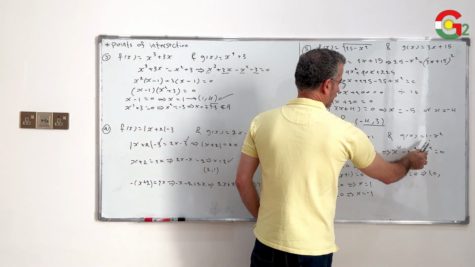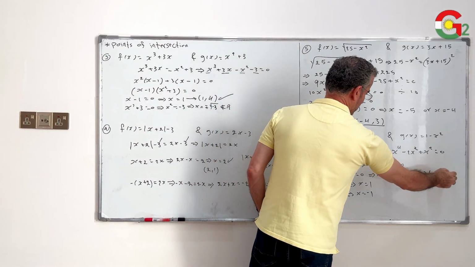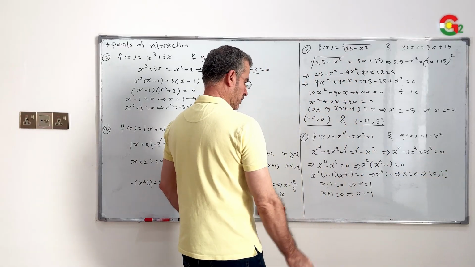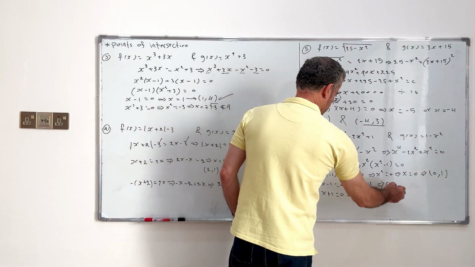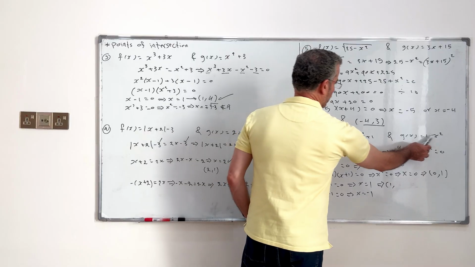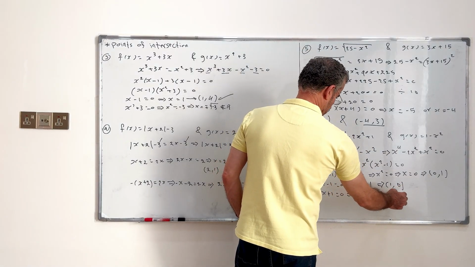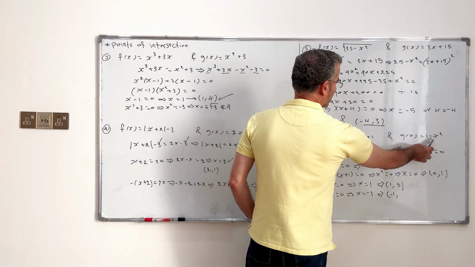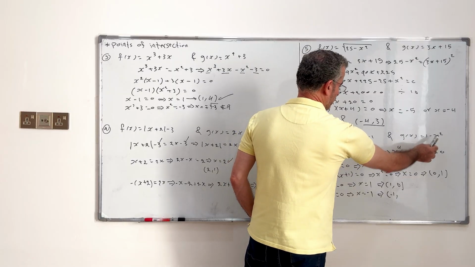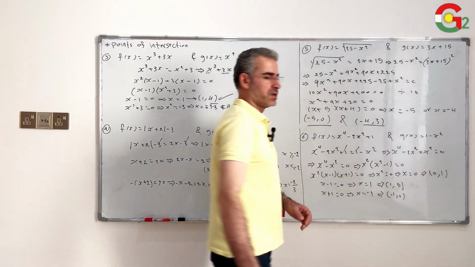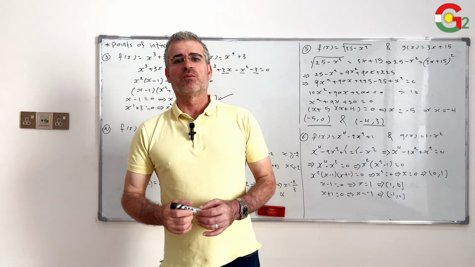Let me substitute here. 1 minus 0, 1. This is the first point. For this point, the y coordinate, 1 minus 1, 0. For this coordinate, negative 1 squared is 1, 1 minus 1, 0. These are the 3 points of intersection.